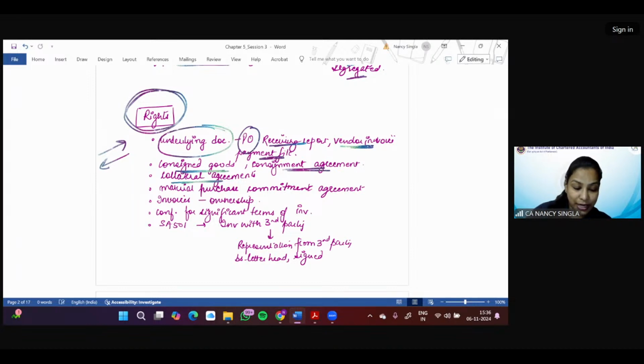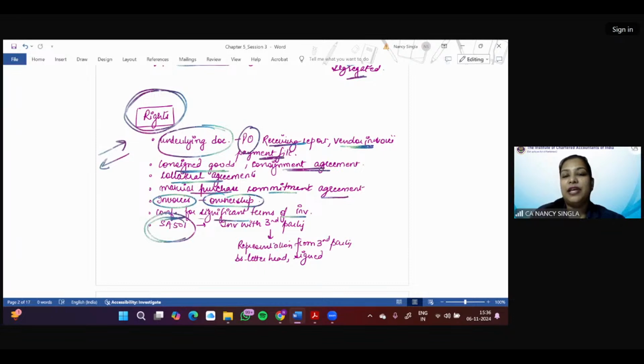So if any inventory has been given as a security, he will also consider those agreements, right? Material purchase commitment agreement. So he will also consider all those agreements whereby the company has entered into any commitment agreements for purchasing the material, right? He will see all the invoices whereby the inventory, let's say, of raw material is there, in order to see the ownership of the company.